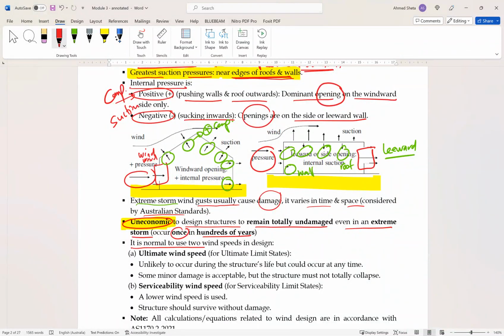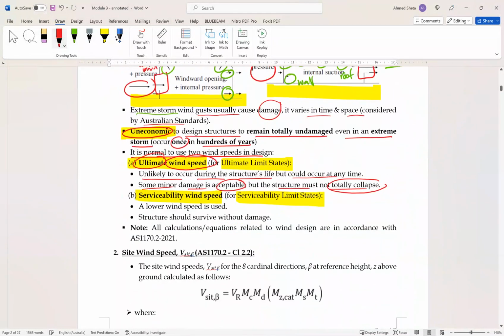It is normal to use two wind speeds in design. We have the ultimate wind speed, used for the ultimate limit state, as you know. And the next one is the serviceability wind speed, which is used for the serviceability limit state. The ultimate wind speed is unlikely to occur during the structure's life, but could occur at any time. Some minor damage is acceptable, but the structure must not totally collapse. So for the ultimate, minor damage, but not total collapse.